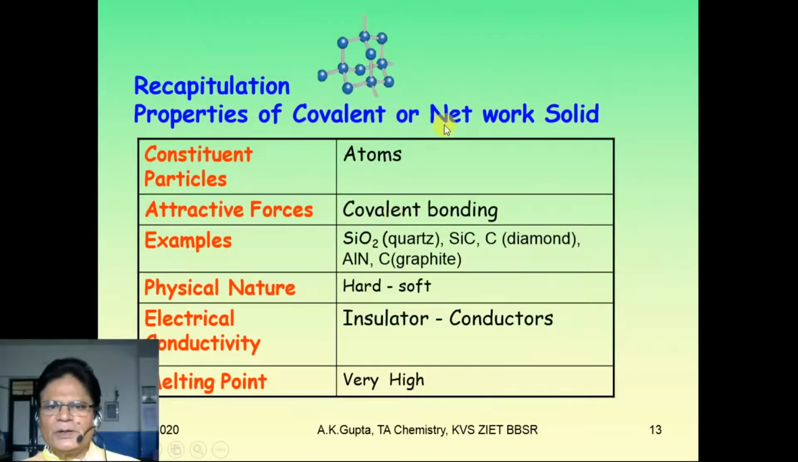Properties of covalent or network solids: the constituent particles are atoms. The attractive force is covalent bonding. Examples: quartz, silicon oxide, silicon carbide, diamond, aluminum nitride, graphite. They are hard to soft and insulator to conductor. Their melting points are very high.